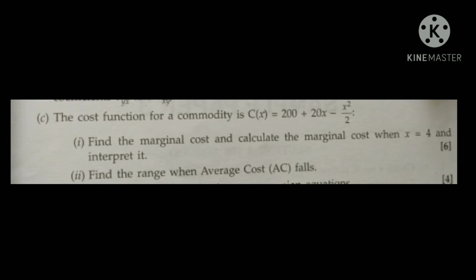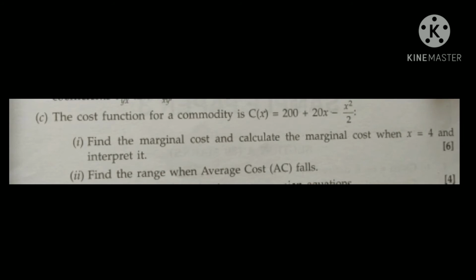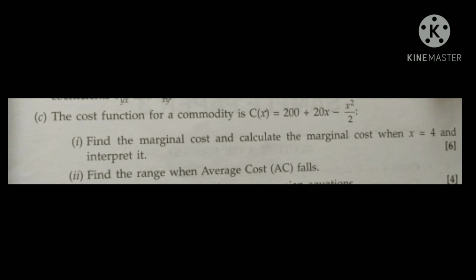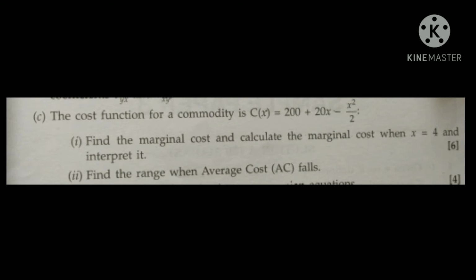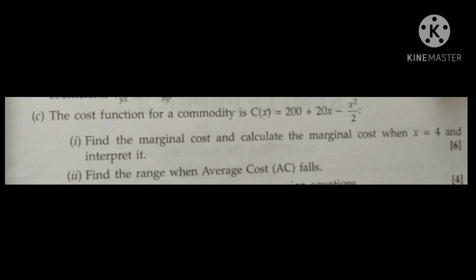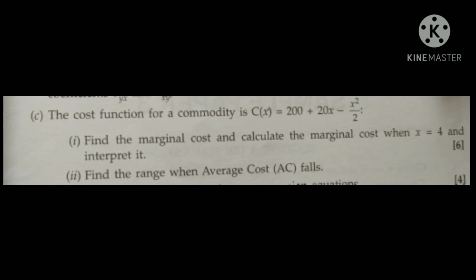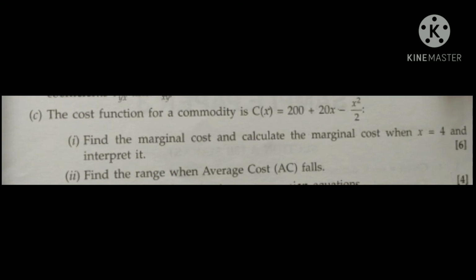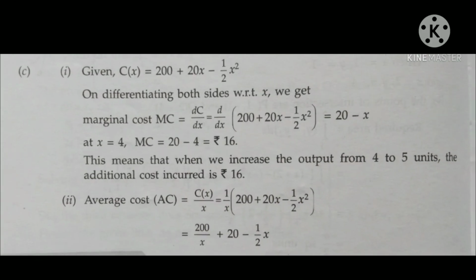So in the application of derivatives, we know about increasing and decreasing functions. When dy by dx is greater than 0, then we may say that the function is increasing, and if dy/dx is less than 0, then the function is decreasing, and if dy/dx is equal to 0, then the function is constant. So if we have to find where average cost falls, then we must show that d/dx of average cost is less than 0. We have to find the interval.